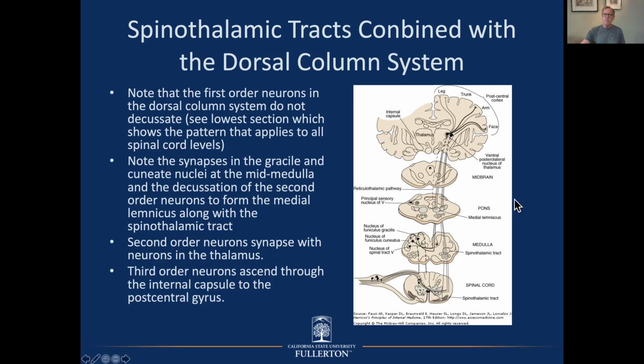So if you put a lesion up here, well, we'll look at that in a moment, but let me just jump ahead. If you put a lesion way up here, you're going to lose fine touch, proprioception, kinesthesia, pain, and temperature, all from the opposite side of the body.